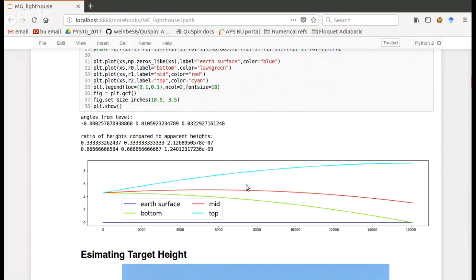My advisor would be yelling at me right now for not getting that correct. But basically, I can compare the proportions of the angles of incidence, which tell my eye how high something appears.